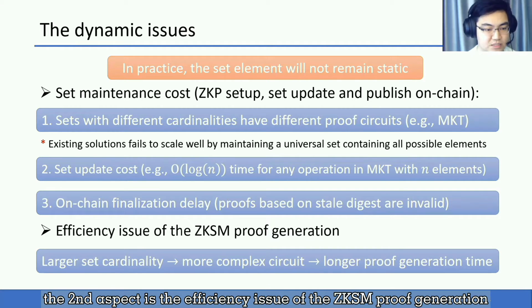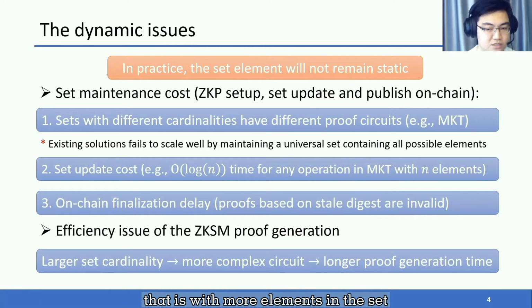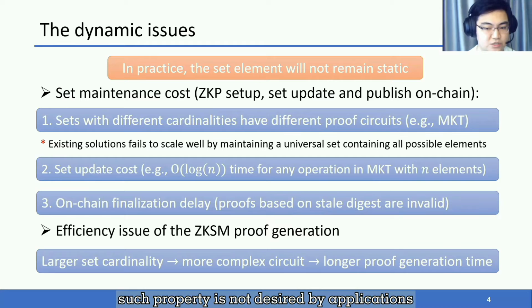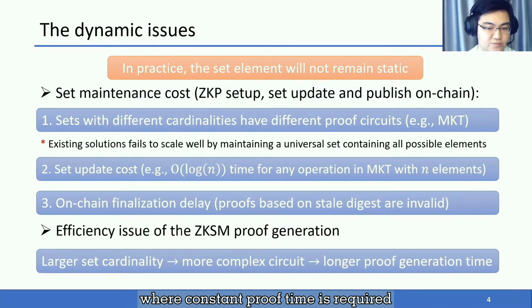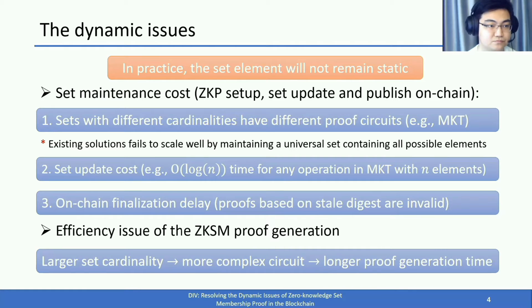The second aspect is the efficiency issue of the ZK-SM proof generation. That is, with more elements in the set, the circuit tends to be more complex, which has longer proof generation time. Such property is not desired by applications, for example, anonymous credentials, where constant proof time is required.